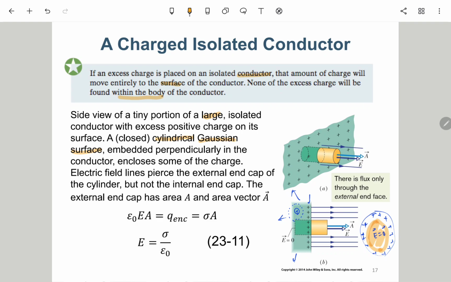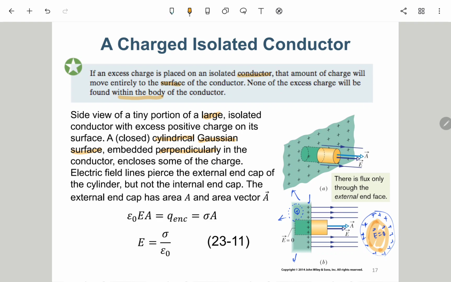Okay, so a cylindrical Gaussian surface. You can see half of the cylinder is outside the conductor, half of the cylinder is inside the conductor. So it is embedded perpendicular in the conductor.